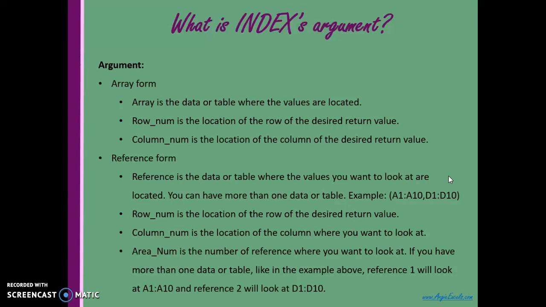Area num is the number of the reference where you want to look. For example, if you have two data sets as your reference, and your desired return value is in the second data set, then you will choose number 2, because that's the area where you want to look. If you just want the name as the return, then you go to number 1, because that's probably where the name is. Again, I will show you exactly what I mean on our practice data set, so it's easier to understand.